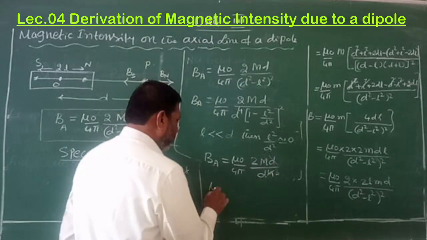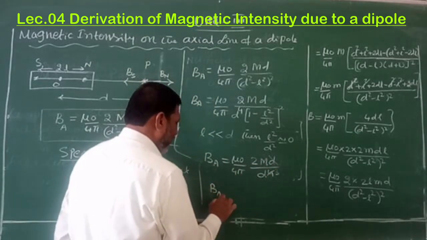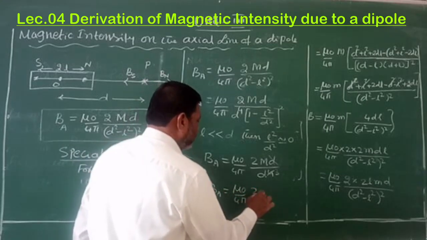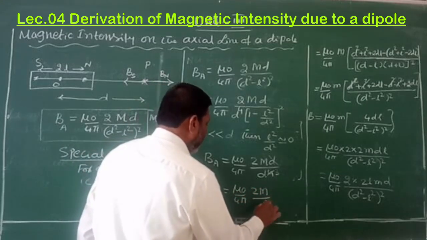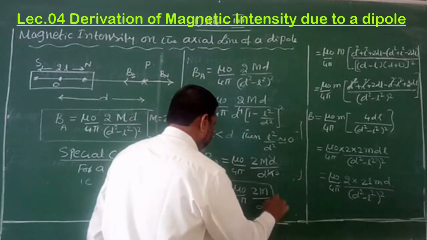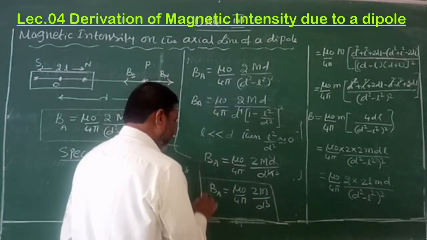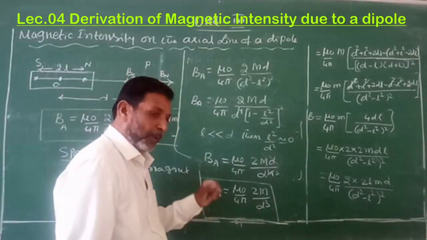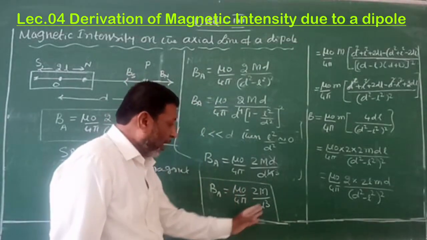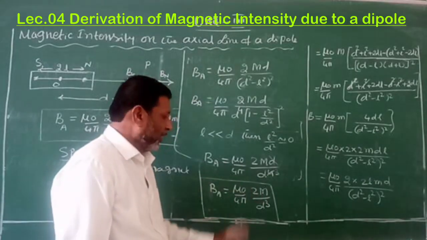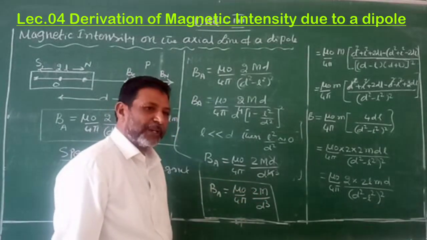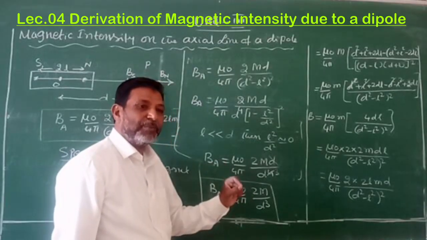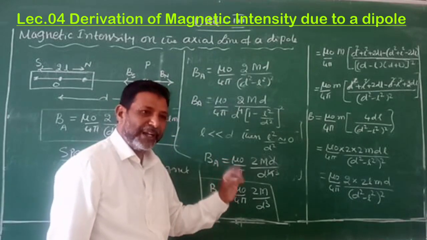Now, this dA is equal to mu naught divided by 4 pi, times 2M divided by d cubed. So this is the formula of the magnetic intensity at any point on the axial line of a dipole, isn't it? In this one, all the factors are familiar to you. This is the constant. M is what? Capital M is the magnetic moment. And d is the distance of the point from the center of the magnet, isn't it?